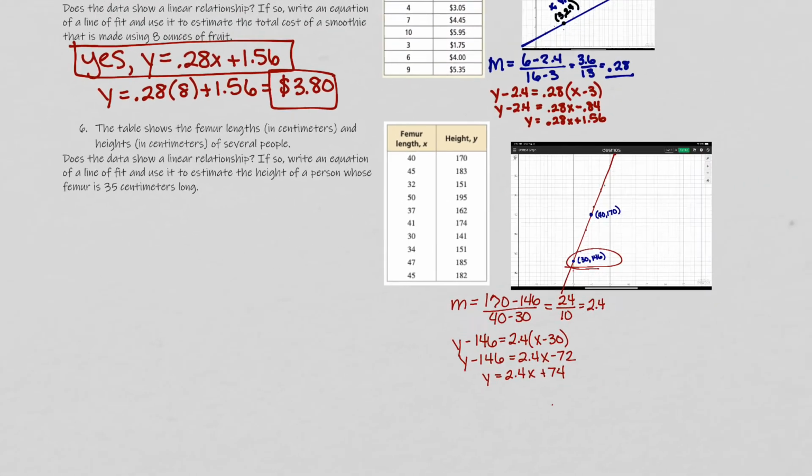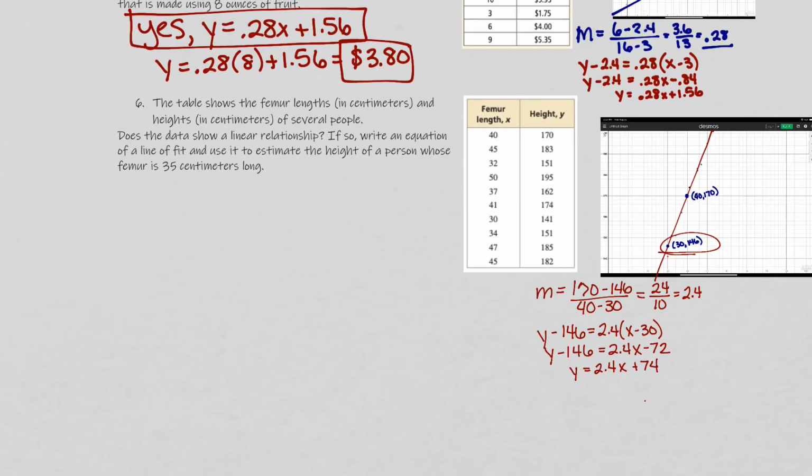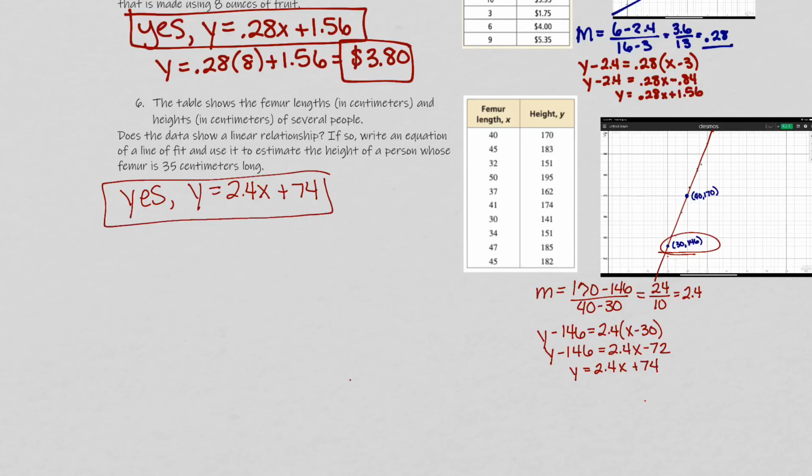All right, so over here it says, does it show a linear relationship? Well, we already said yes, because that's why we went ahead and drew our line, because it worked. Write your equation. So y equals 2.4x plus 74. Okay. And then it says use it to estimate the height of a person whose femur is 35 centimeters long. So that's, again, x is the femur length.